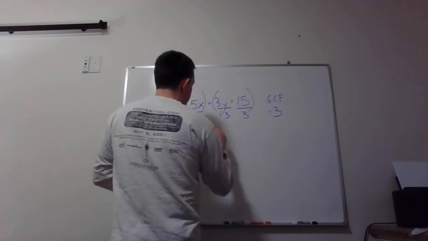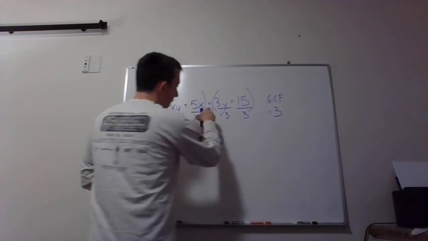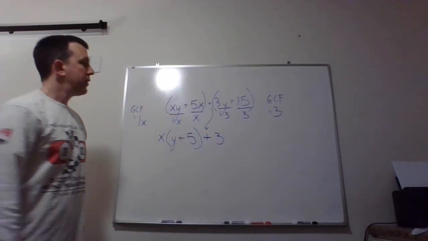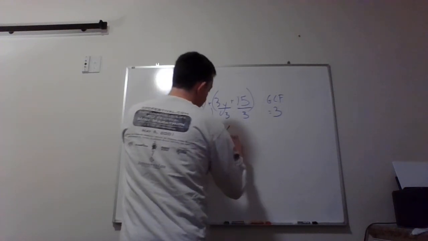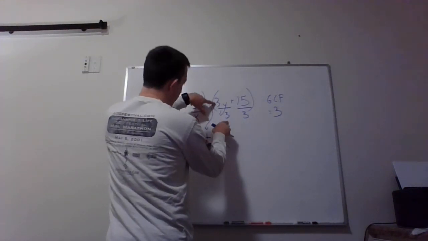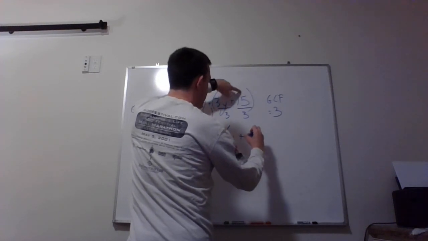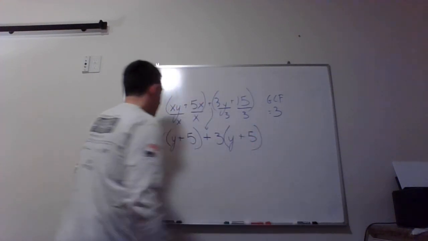Again, I'm going to set that out front, but be careful. We have a plus sign. It's going to come down. We divide by 3. It goes in front of the parentheses. 3 divided by 3 is 1, which just leaves me with the y, plus 15 divided by 3 is 5.